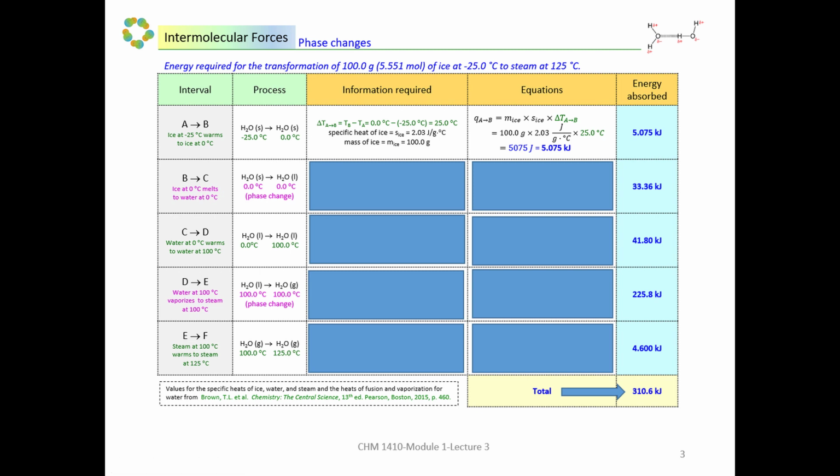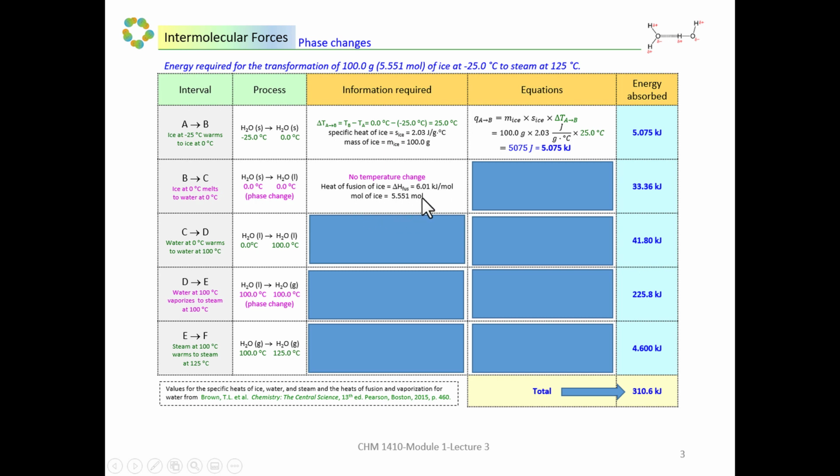Let's go to the second interval. Well, remember, this is where ice at 0 is simply melting to water at 0. It's a phase change. And remember, we said there's no temperature change when this occurs, so there's no delta T to deal with. What we need is a number from a table. In this case would be called the heat of fusion of ice, or the enthalpy of melting. Basically, it's 6.01 kilojoules per mole, and we know we have 5.551 moles of ice.